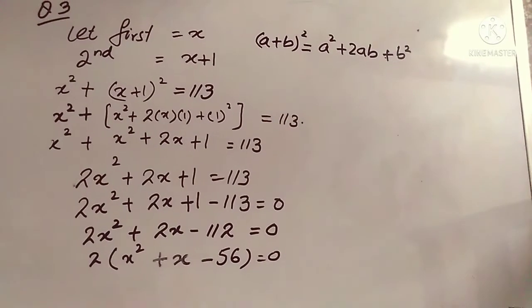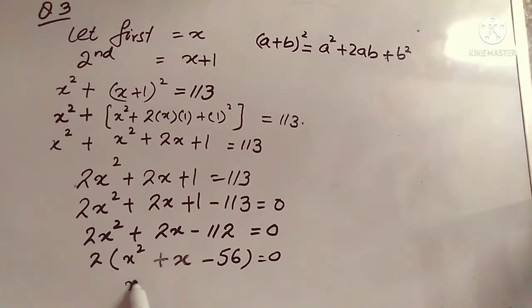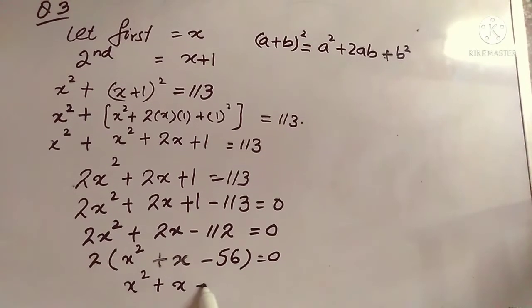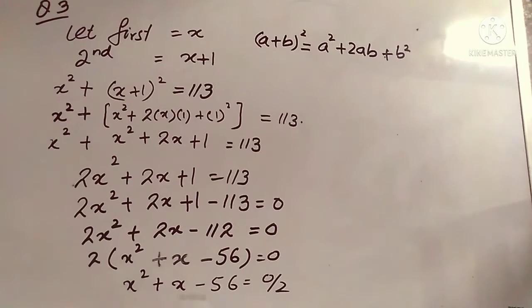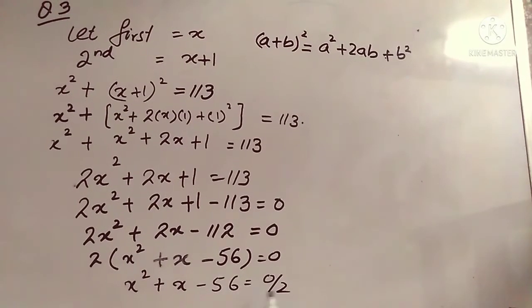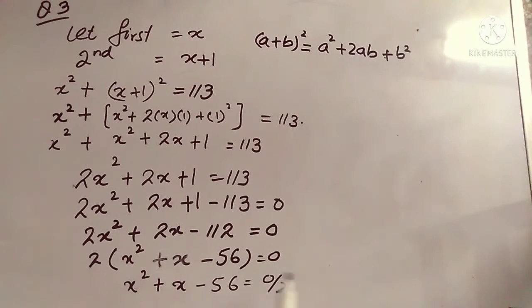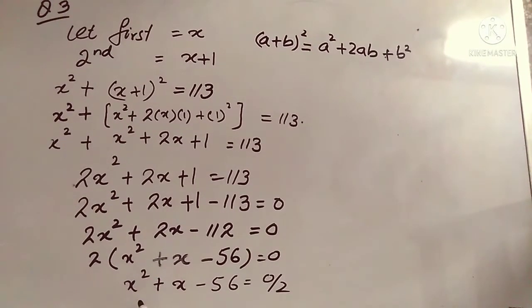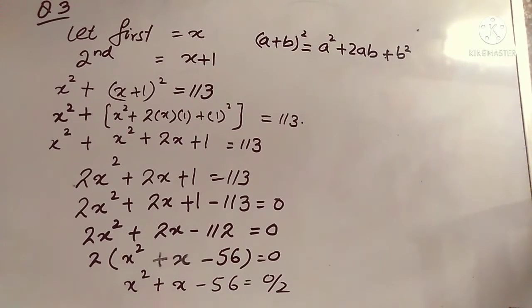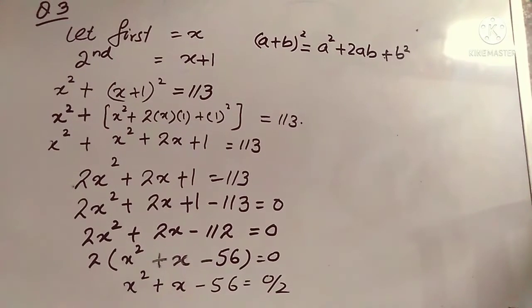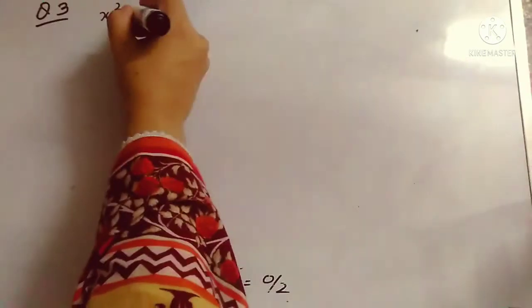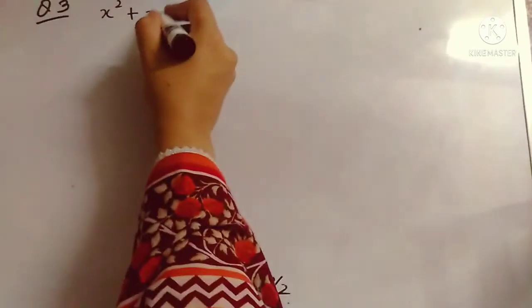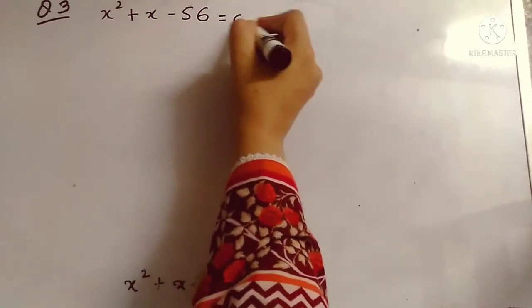Now this 2 is multiplying over here. When it comes to this side, it will be divided, and 0 divided by 2 will become 0. So x square plus x minus 56 is equal to 0 over 2. I have moved this 2 to this side; it's multiplying over here, and when it comes to this side, it will be divided. When you divide 0 by 2, you get 0. So your equation is x square plus x minus 56 is equal to 0. So let's do it. I'm writing the equation over here: x square plus x minus 56 is equal to 0.